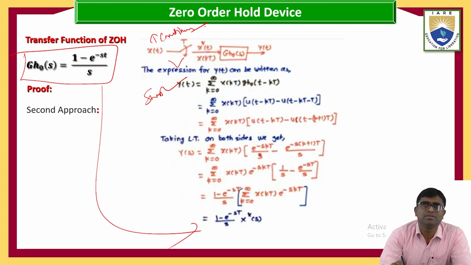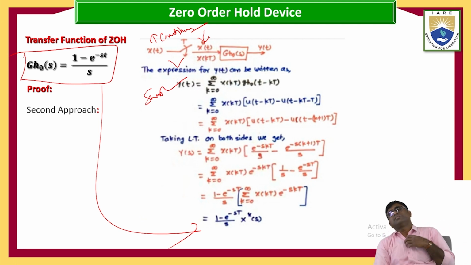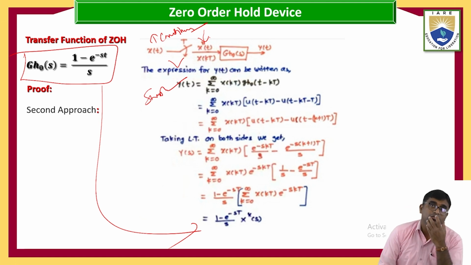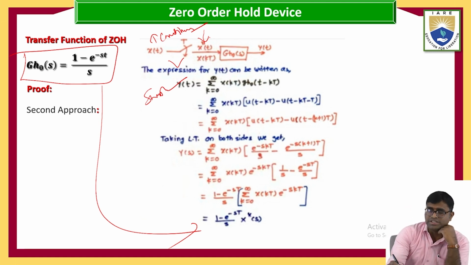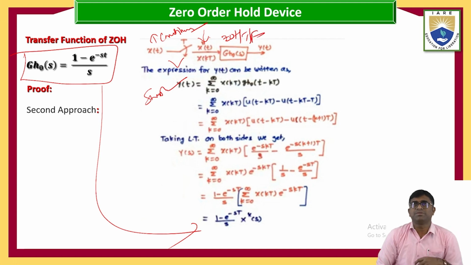Okay, sampling signal. This is your discrete time signal. Now, this discrete time signal is going to be applied to the ZOH, the zero order hold transfer function. I want to take the zero order hold transformation. So for that, we can write the equation as here.